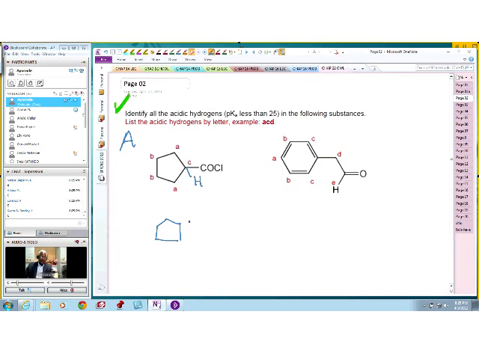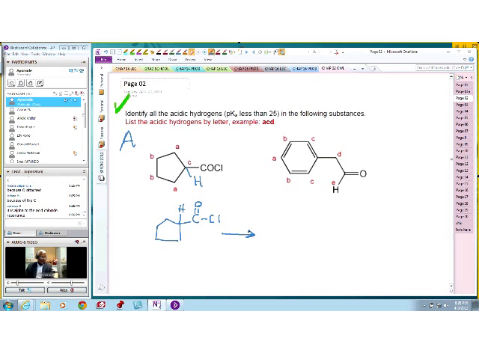Anybody? Well, yes, C is correct, but do you know why? No, not because it is attached to oxygen. It isn't attached to oxygen. Try some more. Why is this acidic, and these other hydrogens are not acidic? It's alpha to the acid chloride, we know that. So what makes it acidic, therefore? What is it that makes it acidic?